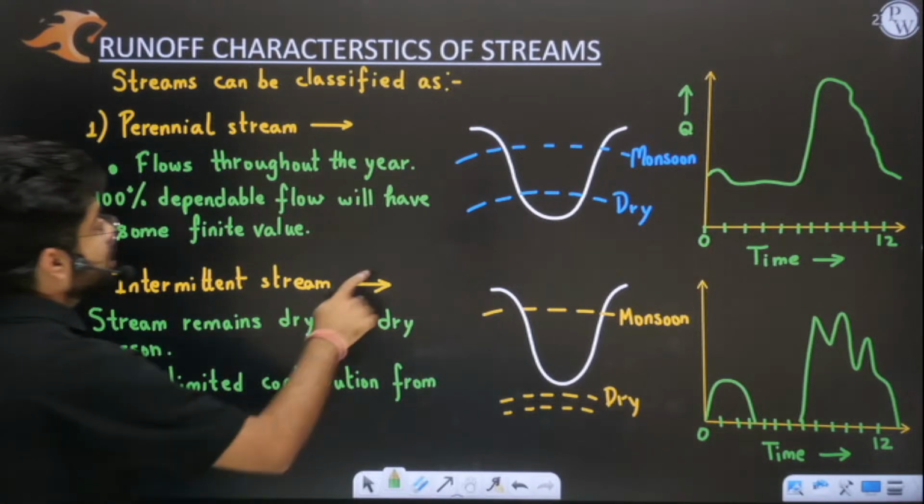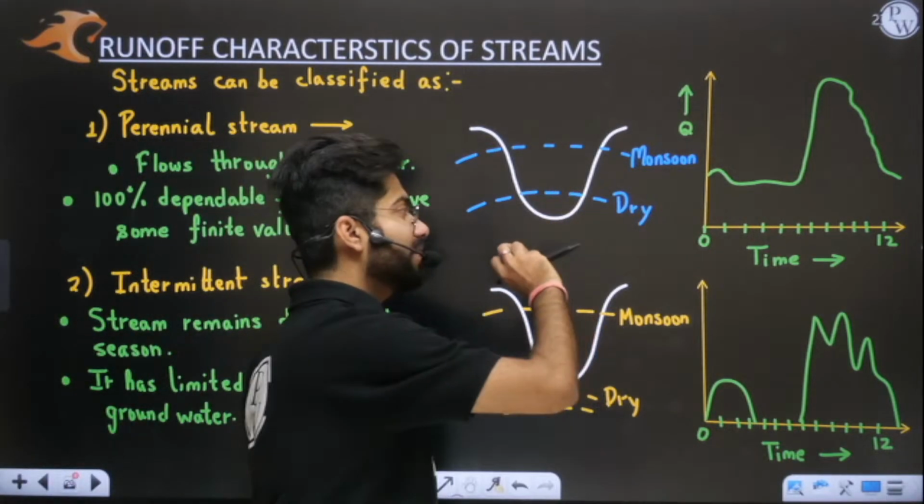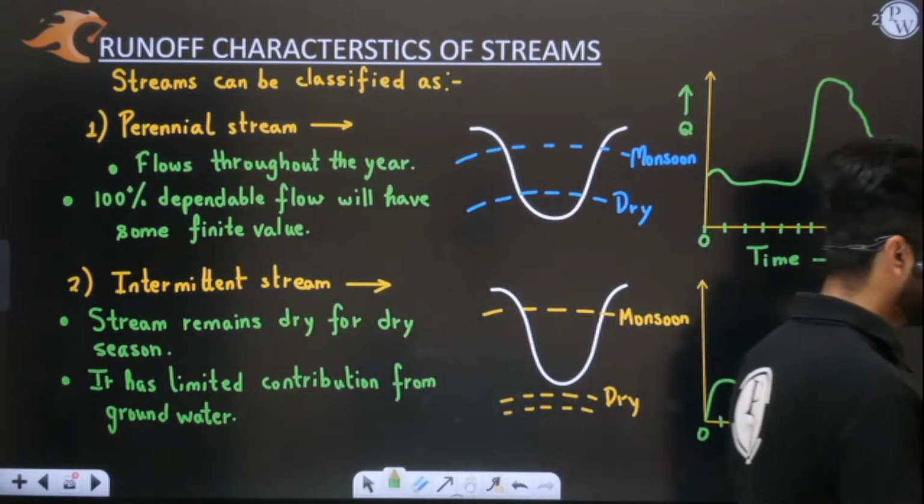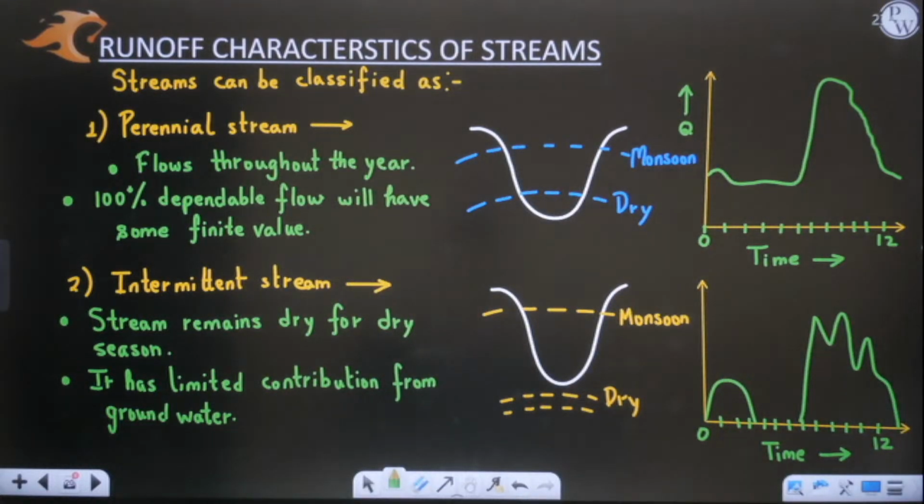But in a perennial stream you will have at least 10 meter cube per second discharge or 20 meter cube per second discharge occurring throughout the year. Okay, so is this thing clear? Tell me if all these three kinds of stream are clear to you. Perennial, intermittent, ephemeral. Tell me. After all these kinds of streams are clear to you, we'll move ahead with another topic.